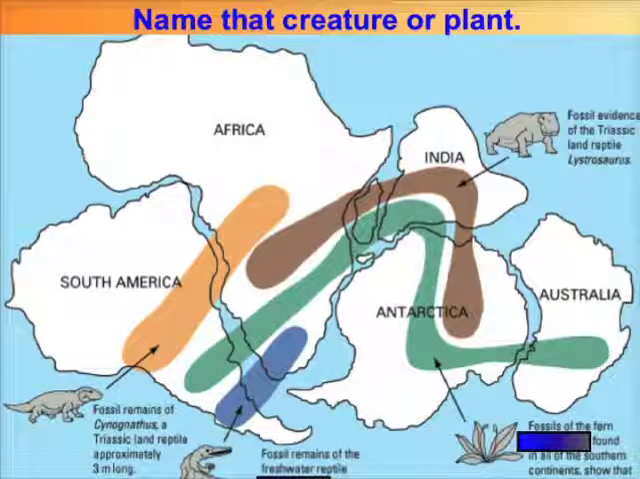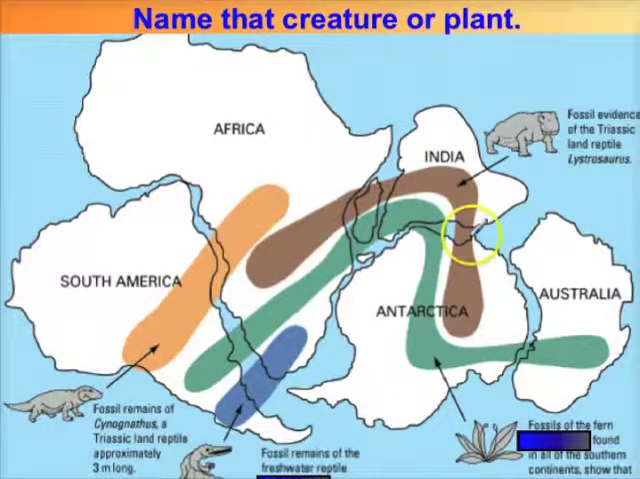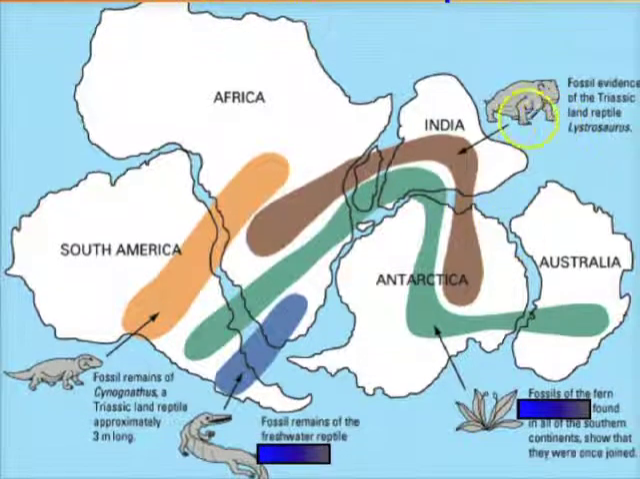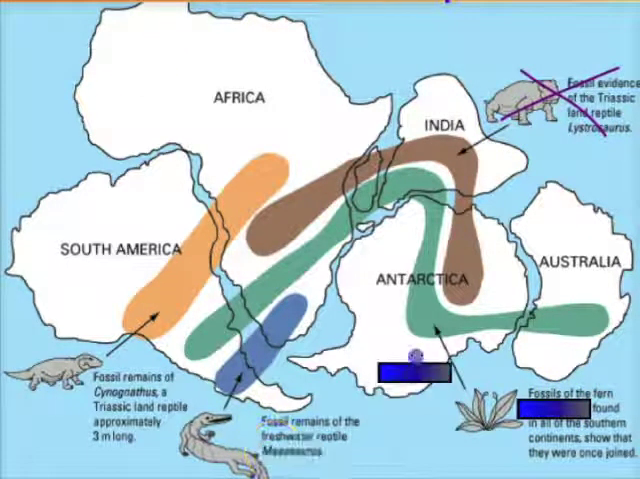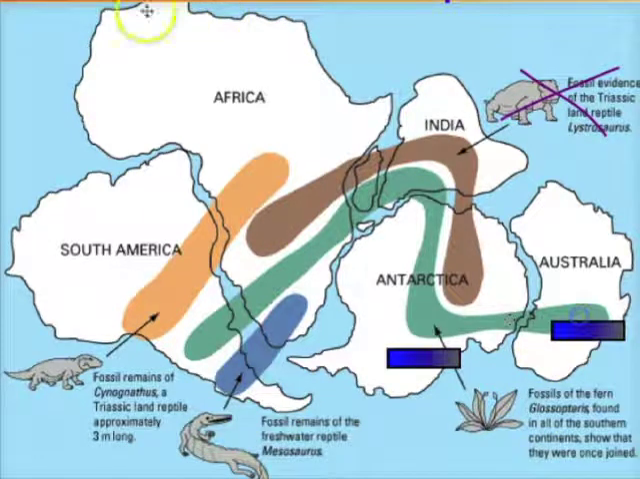Can you name all the different creatures on here? Some of these will be on a test. This is not going to be on a test, but a couple of these will be. Let me move these around. You've got the Mesosaurus and you've got the Glossopteris. So can you tell me these? You're going to find them later on in the review as well.